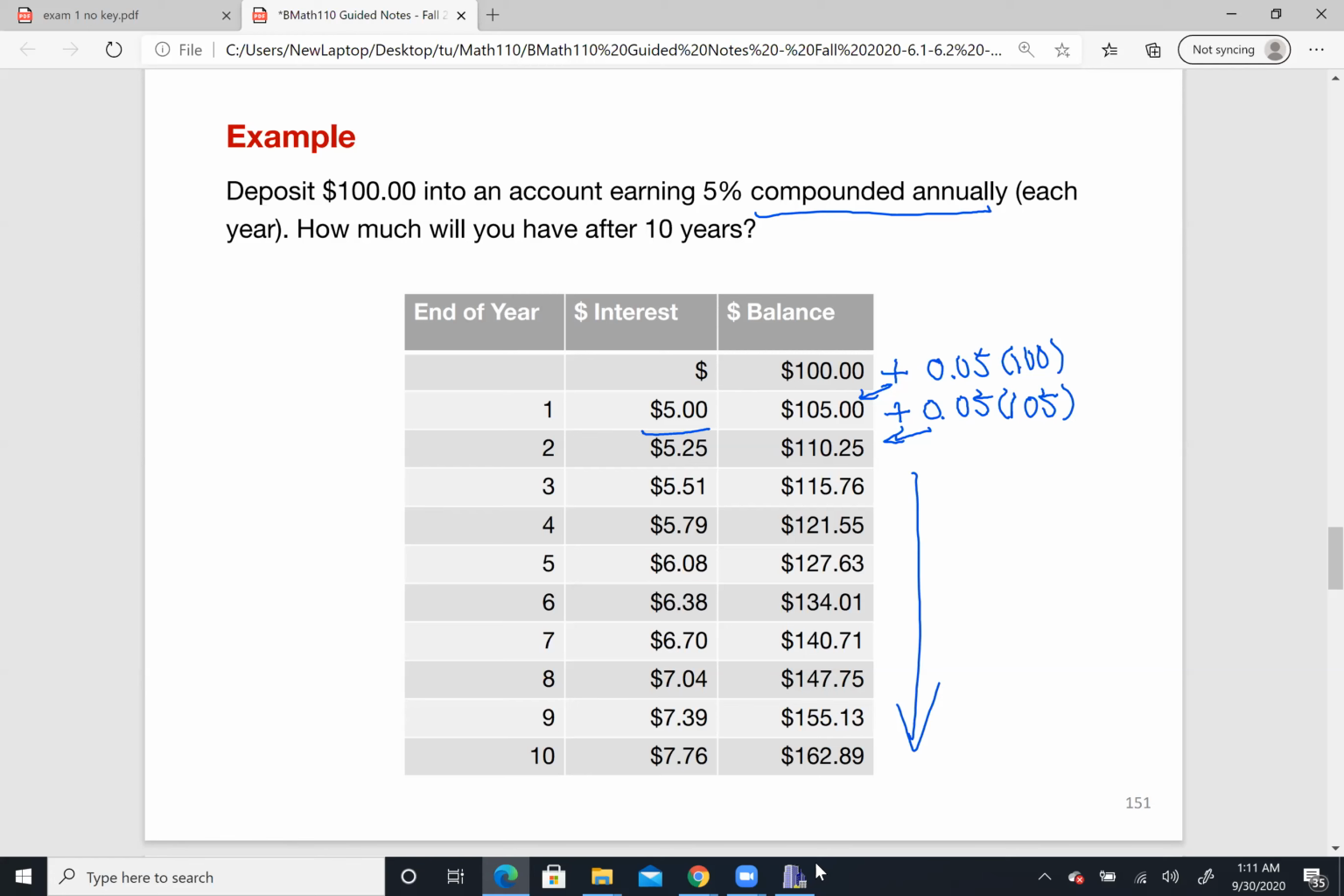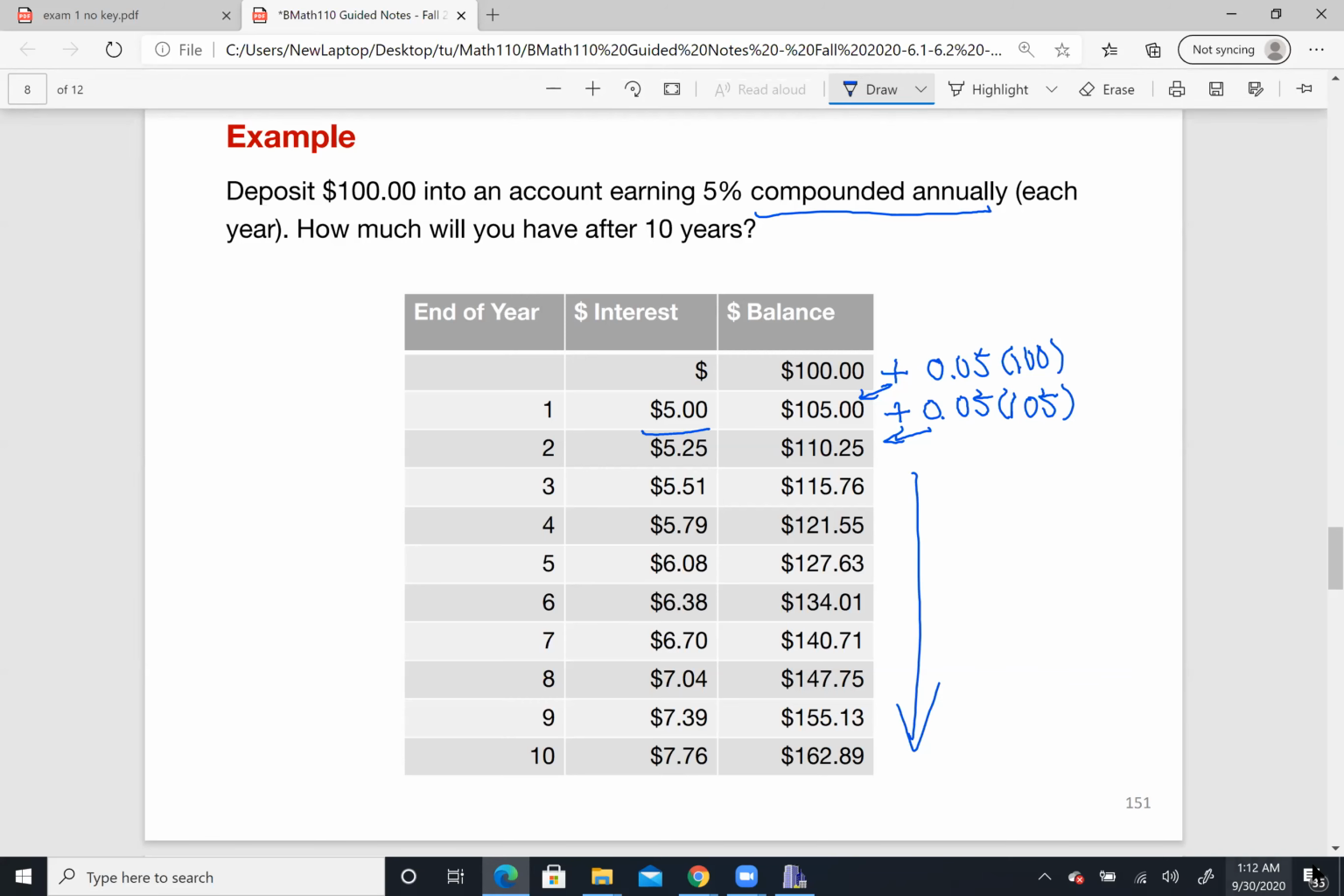So what does that mean? After 1 year, you have the new balance, and then this new balance will compound with the rate and make another new interest for the next year. So you keep going like that, right? Okay, let's move to the next page.